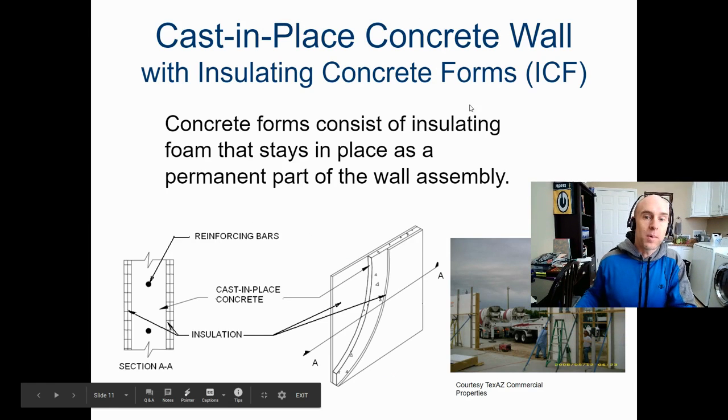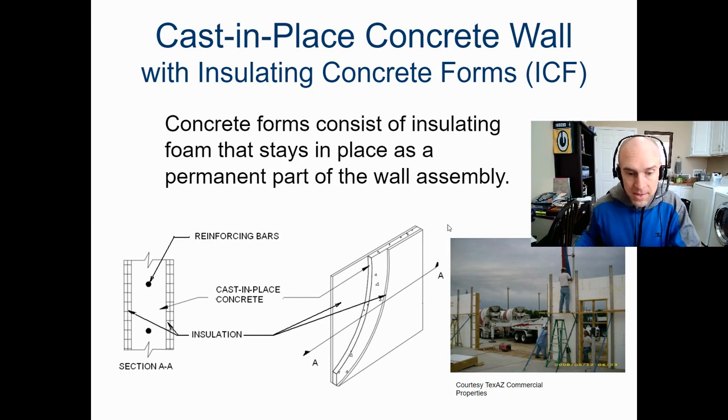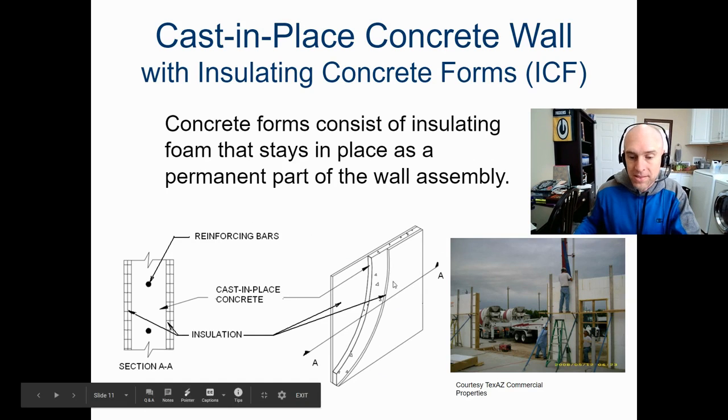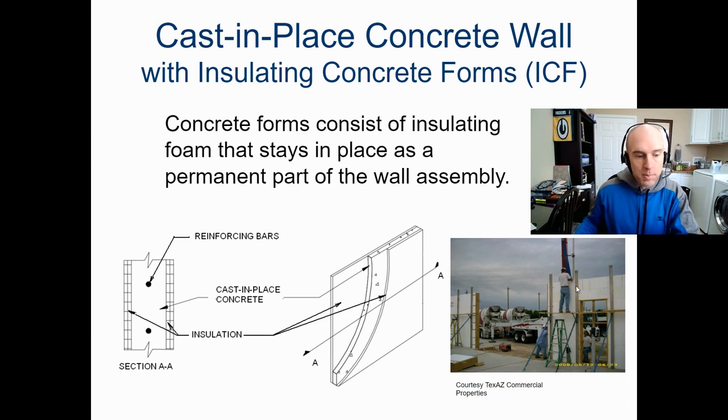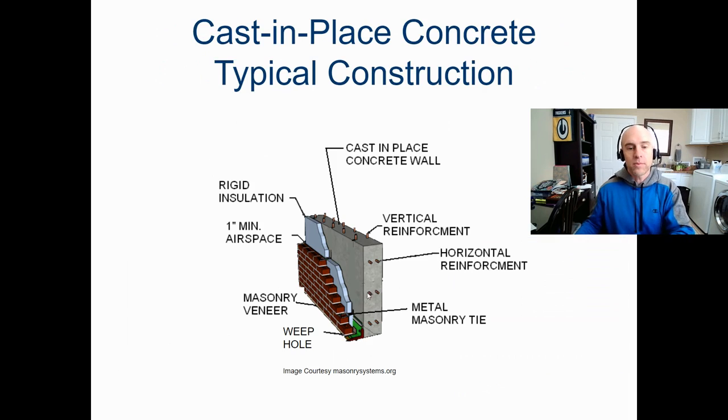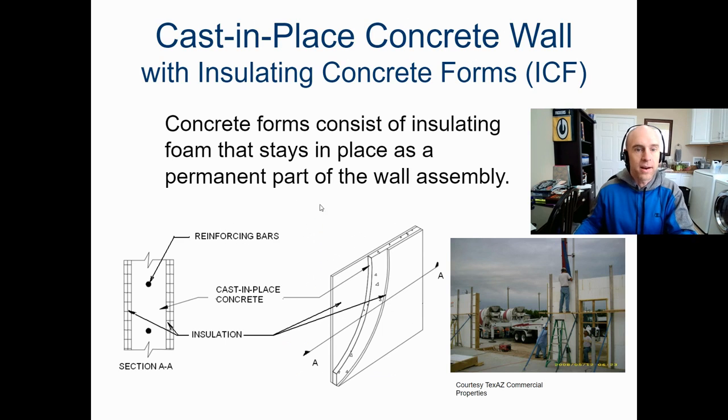Cast in place concrete walls with insulating concrete forms. That's that styrofoam insulation. Here's an actual picture of it. This is the styrofoam right here, styrofoam here. You can't see on the inside of that, but it's open, and that's where we pour the concrete. So that's kind of what we were showing here, this insulation, and then we pour that concrete in there. These are insulated concrete forms. They actually snap together. It makes putting the concrete wall together really, really quick and easy.